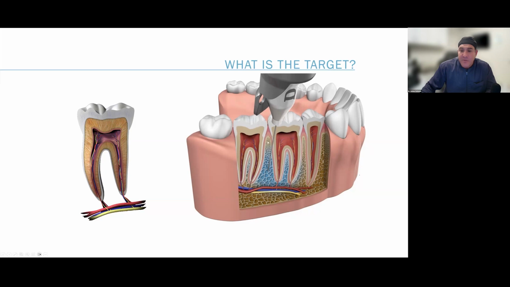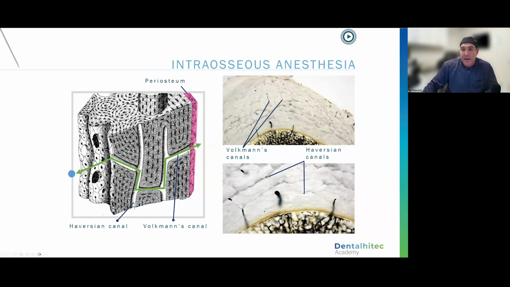We need it at the apex. So it doesn't make sense if we give this as a regional block far away from the tooth. The local anesthetic needs to go near the apex. If we give it near the apex, the tooth's going to be numb right away, and we use a much, much smaller volume. This is where we need to deliver our anesthetic.